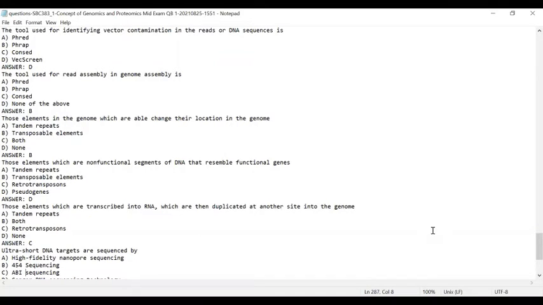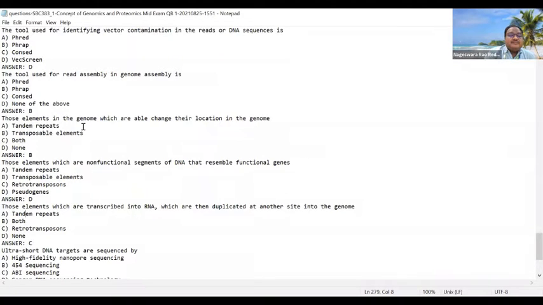Option D, sir. Vic screen. Option B. What is that? D, sir. Red screen. No. I asked you the tool used for read assembly and genome assembly. Option B, sir. FRAP. Yes. FRAP, sir. Option B. Okay. Okay then.